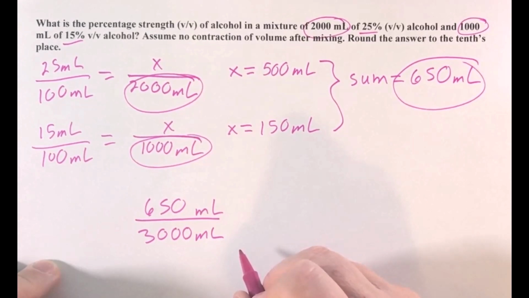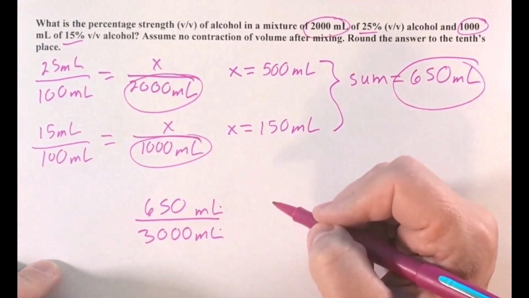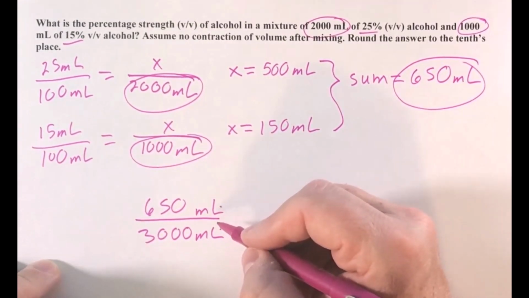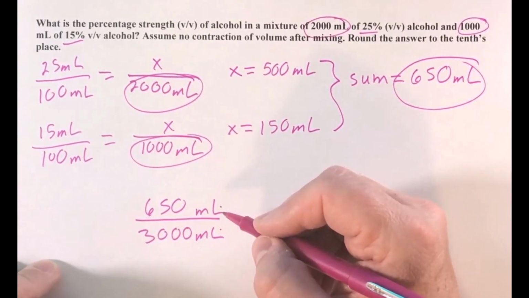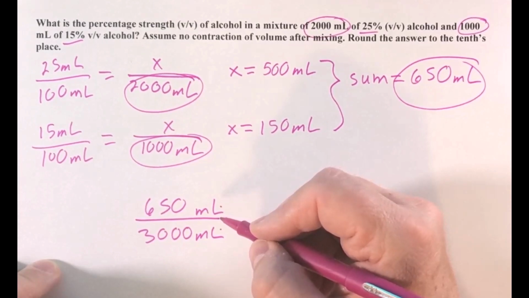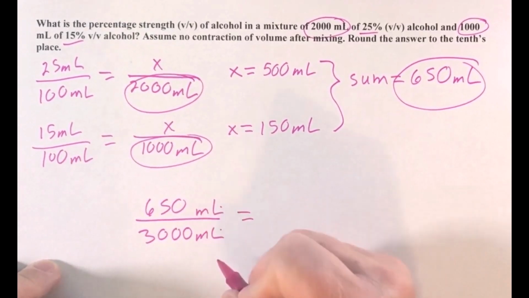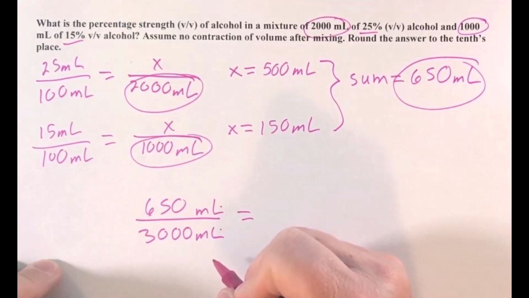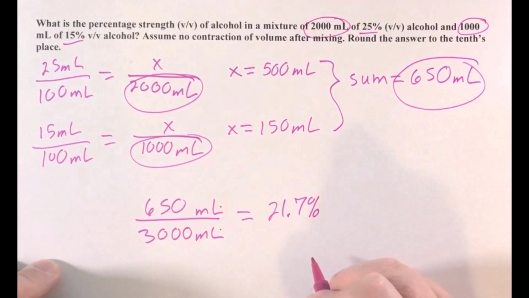And at this point, volume to volume concentration, milliliters over milliliters, these are the units we need to determine our percent concentration. So at this point, we have a fraction. We need to convert it to a percentage. You could set up a proportion equals X over 100, or you can just simply remember the algorithm: numerator divided by denominator times 100 gives you your percentage. So if I go 650 divided by 3,000, and we want to round that to the 10th place, you would get 21.7%. So that'd be the concentration of alcohol in the final solution.